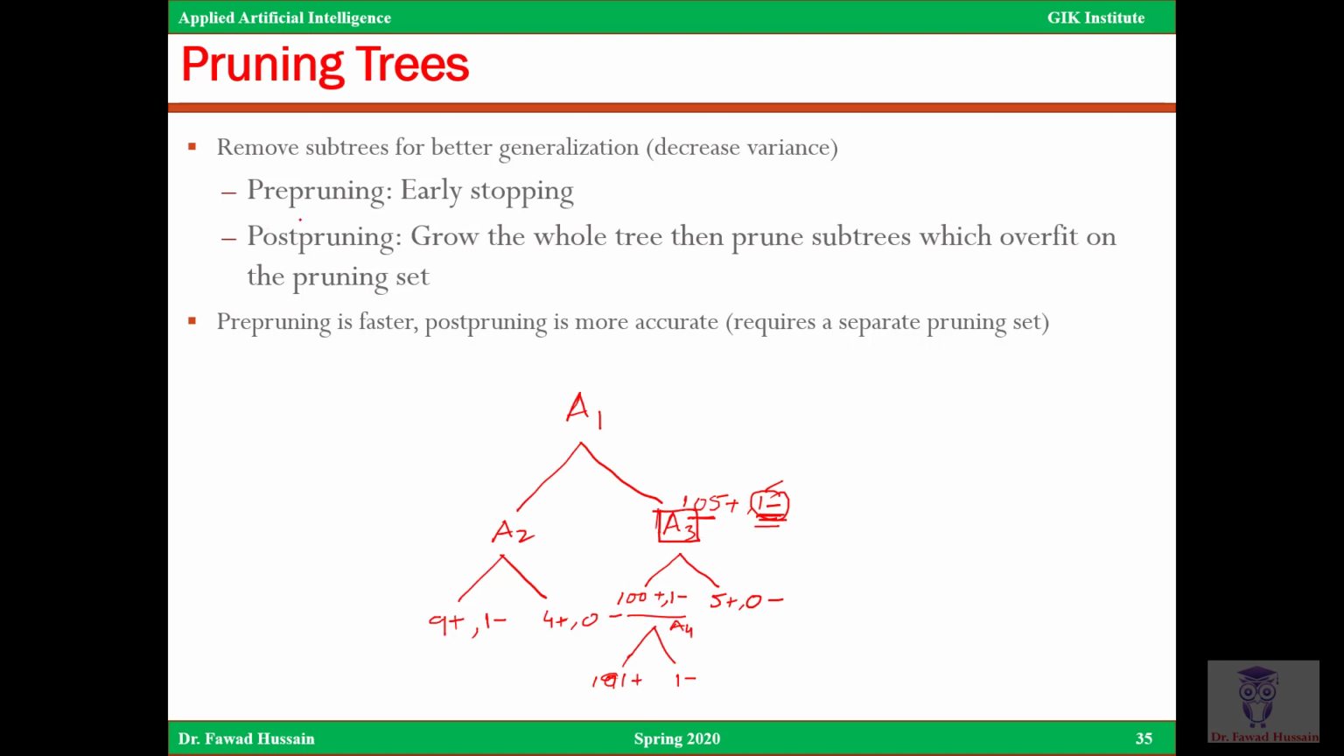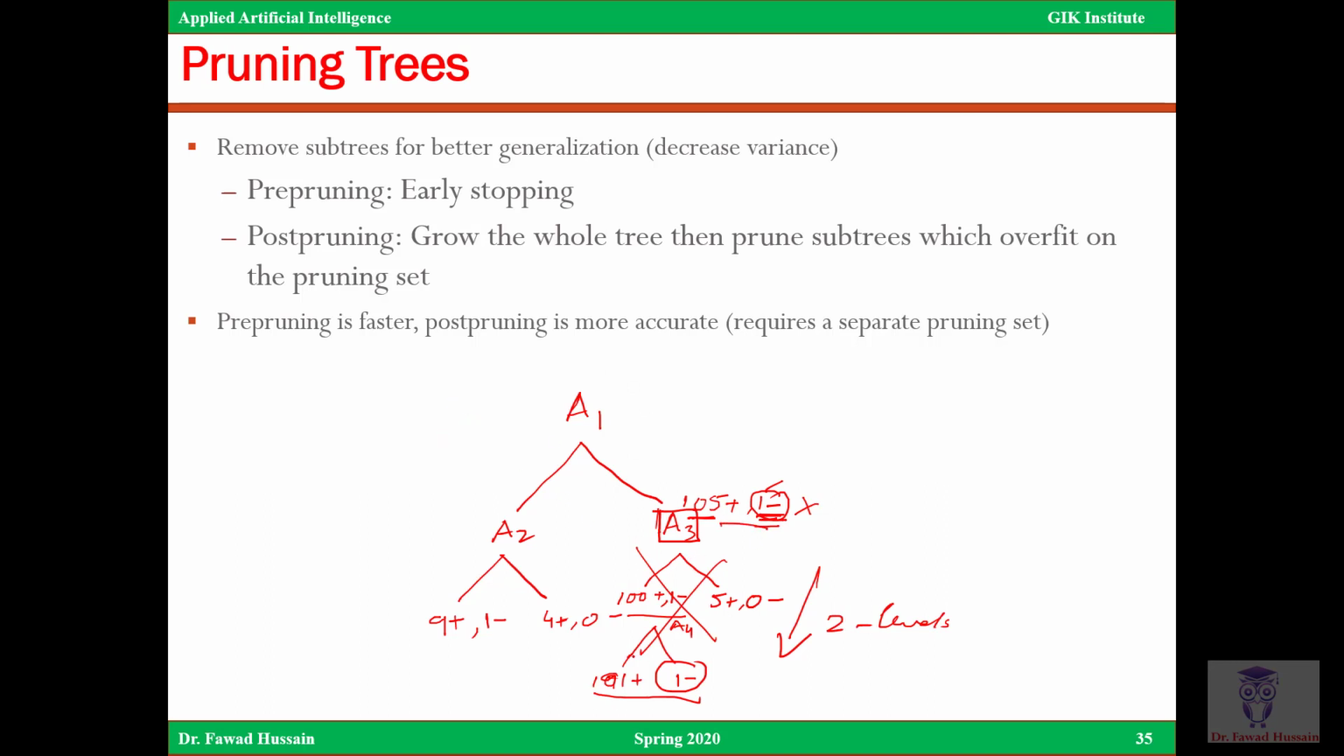So the difference between pre-pruning and post-pruning. In pre-pruning, when I have 105 positive and 1 negative, I will say, okay, that's it. I'm not going to go any further. I'm not even going to make this. So that is pre-pruning. In post-pruning, I am going to make this tree. And once I have made this tree, I say, okay, I went 2 levels deep, and I just gained one simple example. So I don't need this. I did build the tree in the first place, but afterwards this is going to be pruned.